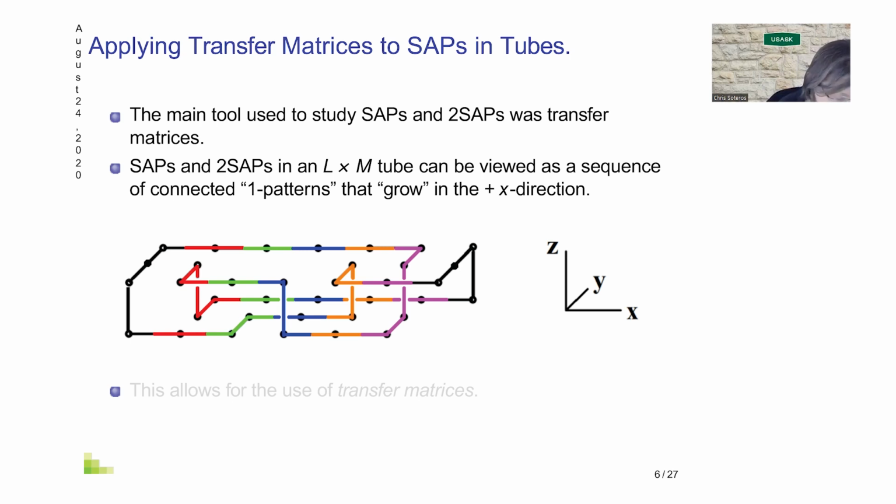And there's only so many, given a particular size of the tube, so height and width in the y direction, there's only so many configurations that can occur on a single slice. And then only certain configurations can follow other configurations. And so basically a polygon in the tube is just a word made up of these letters, the configurations that can occur on slices. And the transfer matrix is used to store information about which letters can follow which other letters and still guarantee that you get a polygon.